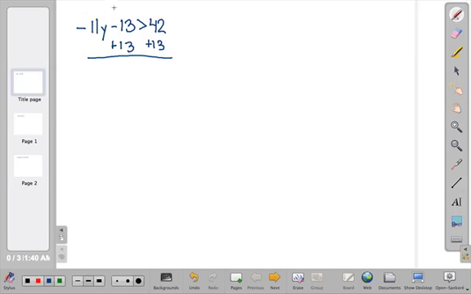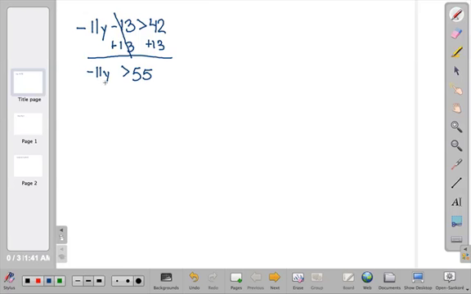Notice that I'm lining them up underneath where they belong. These end up canceling out, because negative 13 plus 13 ends up being 0. So we're left with negative 11y is greater than 2 plus 3 is 5, 4 plus 1 is 5. So we have negative 11y is greater than 55.